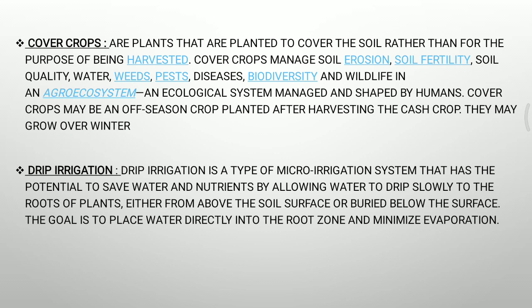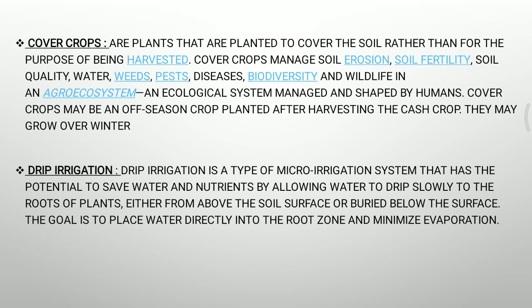in an agroecosystem, an ecological system managed and shaped by humans. Cover crops may be an off-season crop planted after harvesting the cash crops. So after harvesting the cash crop like rice or wheat, rather than just emptily leaving the whole land, here we are again growing crops. It is not really harvested. It is just for decreasing soil erosion and increasing the fertility of soil.